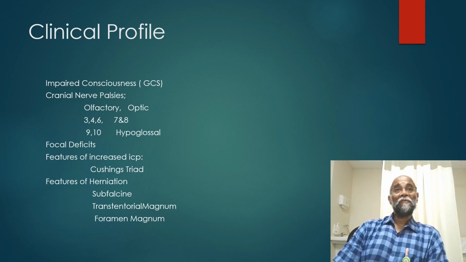Focal deficits may be present. For example, a left-sided frontal injury may result in speech loss as well as right-sided hemiparesis. There may be features of increased intracranial pressure. Cushing's triad, bradycardia, hypertension, and respiratory irregularities may be present.